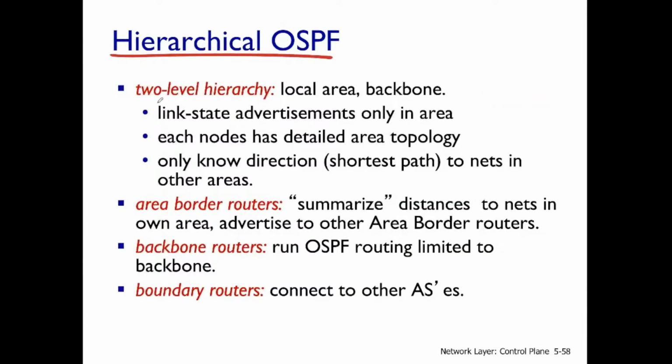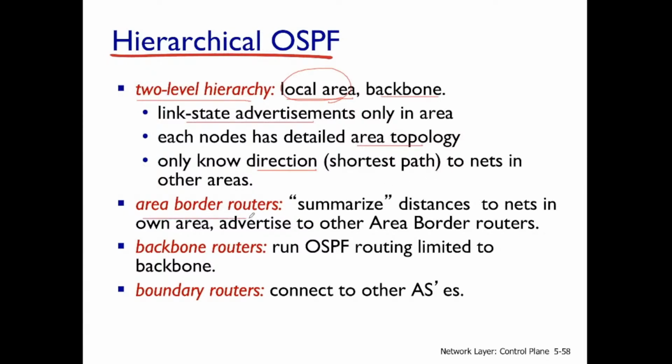So this slide is pretty much repeating what I was just saying. In the example, we do have two levels of hierarchy. At the lower level, we have these local areas, and at the higher level, the backbone. Inside each local area, the link state advertisements will only travel within the area. The link advertisements for the backbone network will be traveling only within the backbone. And each node in each area is going to know the entire area's topology. The node inside an area will only know the direction to the area border routers in case the destination is outside of the area.